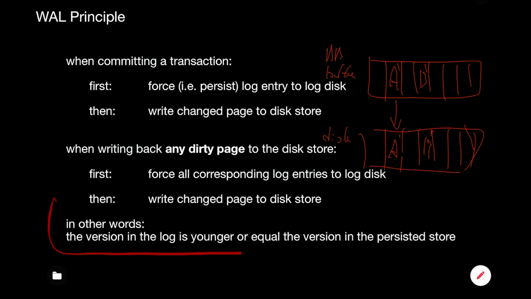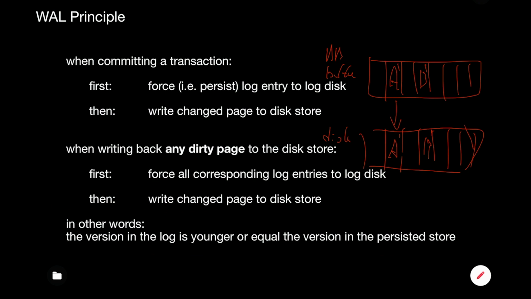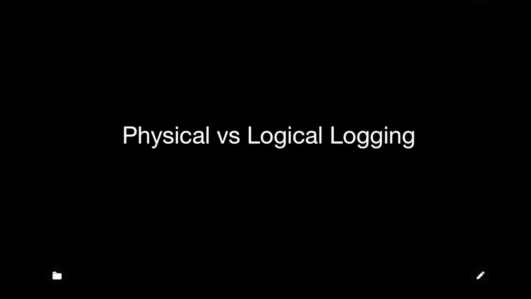Okay, so it boils down to this sentence. The version in the log is younger or equal to the version in the persisted store. Whatever you see, it's more recent in the log than in the persistent store. Maybe the same version, but it can only be younger and more recent in the log versus the persistent store. Yeah, let's look at how we log.